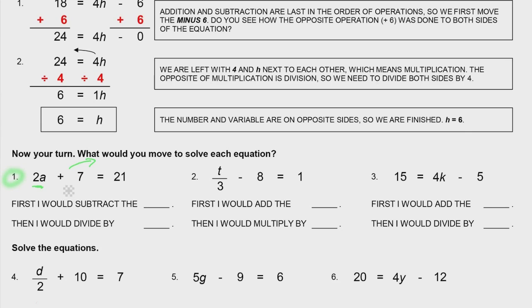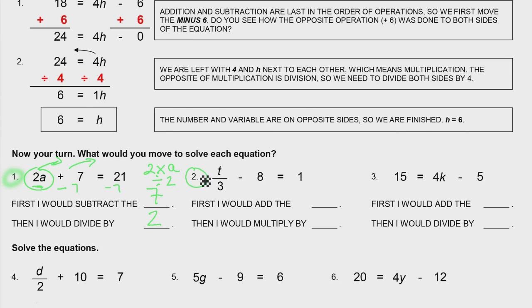And since it's a plus 7, we would do a minus 7 on both sides. So it says first I would subtract the 7. Now we don't have to solve this. It's not in the directions. It doesn't tell us to solve. Then it says, then I would divide by, and right here you have 2a, which we know is 2 times a. And if we send the 2 to the opposite side, we're going to have to do division, or divide by 2. So then I would divide by 2.